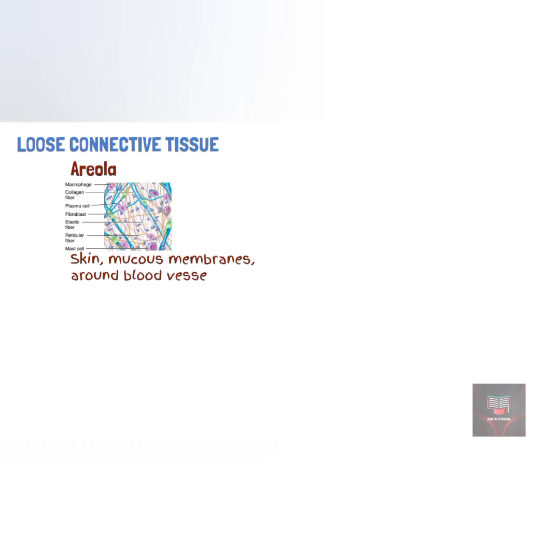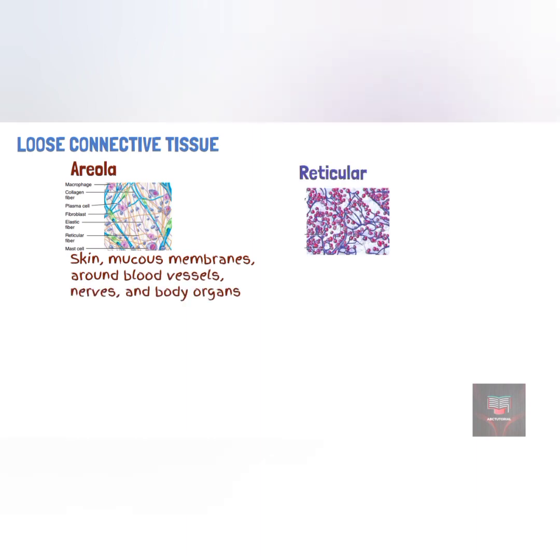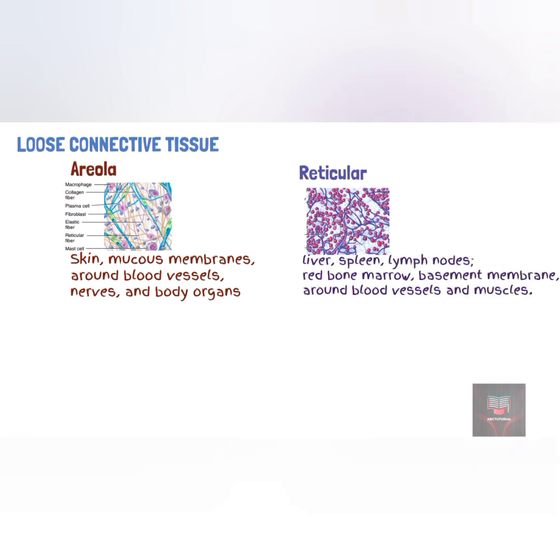elastic cartilage. Areolar connective tissue is one of the most widely distributed connective tissues. It is found in and around nearly every structure in the body. It is found in the skin, the mucous membranes, around blood vessels, nerves and other body organs. Reticular connective tissue is made up of a fine interlacing network of reticular fibers and reticular cells. It is found in the stroma of the liver, the spleen, the lymph nodes, the red bone marrow, basement membrane, around blood vessels and muscles.